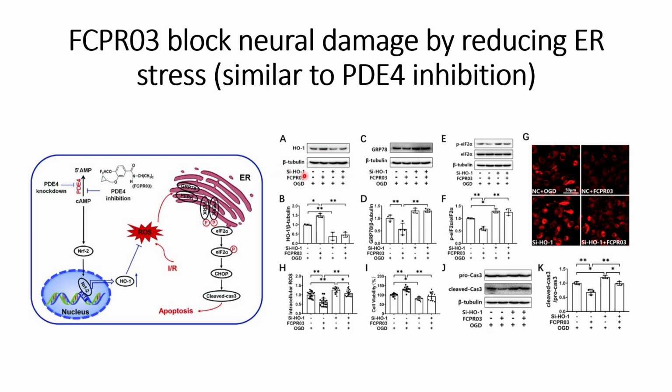cells are first transfected with SiHO1, so that the HO1 production is reduced, and then pre-treated with FCPR03 for 1 hour, and then kept under ER stress or oxygen glucose deprivation condition for 6 hours. And then the Western blot is done of the cells, and we can see that there is a decrease in the amount of HO1 production compared to the second case.